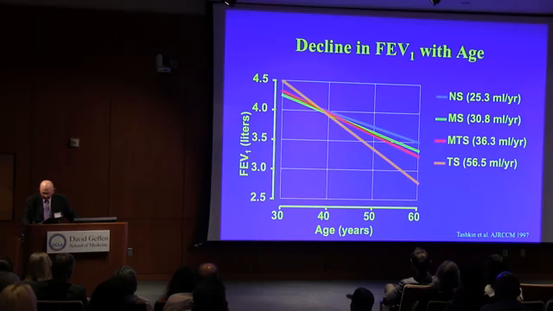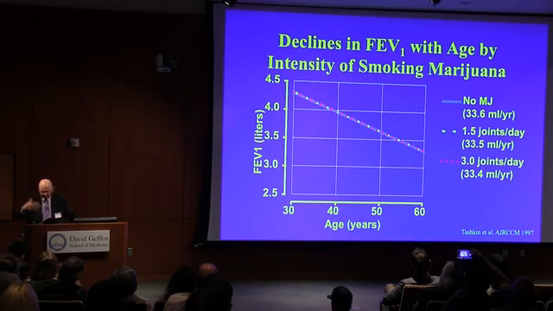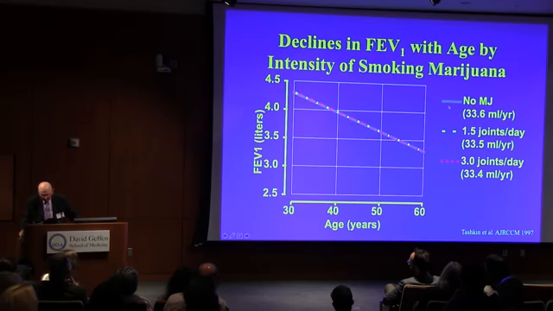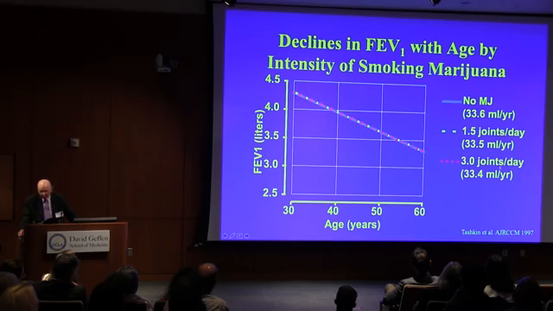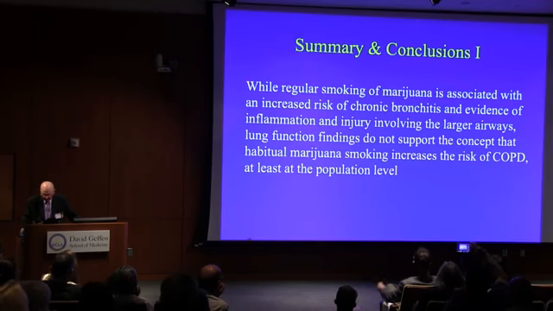Now, when we looked at dose response, I don't have this slide, but if you look at the dose response with tobacco, the more tobacco you smoke, the greater the rate of decline. Look at marijuana. No marijuana, this rate of decline. 1.5 joints a day, this rate of decline. 3 joints a day, this rate of decline. This is for an average of 15 years. So no dose response was evident in the marijuana smokers. Similar findings, and I don't want to belabor this because of time constraints, were found by another investigator, again from New Zealand.